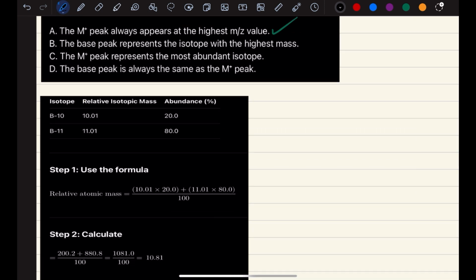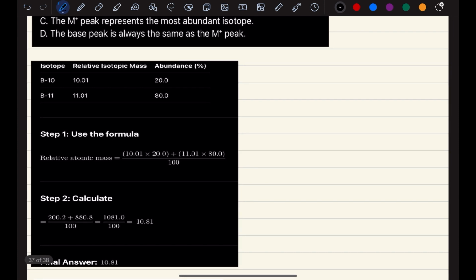Cool, so let's look at question 2. Again, we're using the formula. We're doing what we've done throughout this whole lesson.